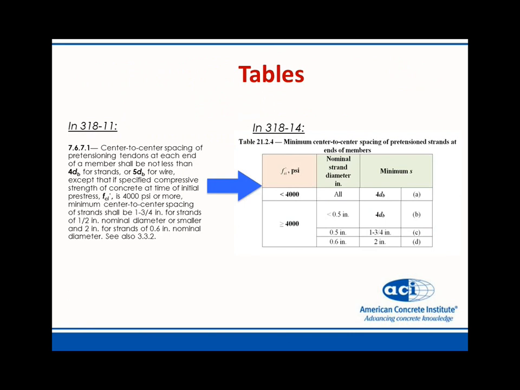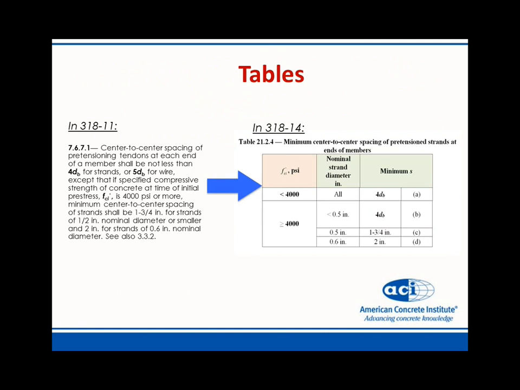Let's do it. The center-to-center spacing of pretensioning tendons at each end of a member shall be not less than 4 bar diameters for strands or 5 bar diameters for wire, except that if specified compressive strength of concrete at time of initial prestress, gasp, f'ci is 4,000 psi or more, minimum center-to-center spacing of strands shall be 1 3/4 inches for strands of 1/2 inch nominal diameter or smaller, and 2 inches for strands of 0.6 inch nominal diameter.